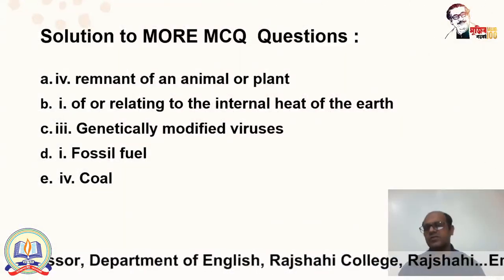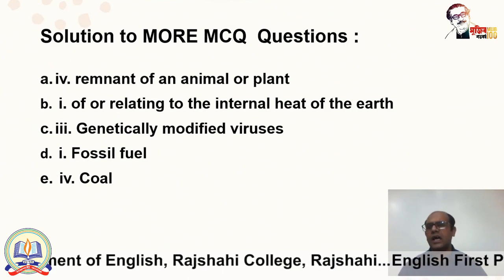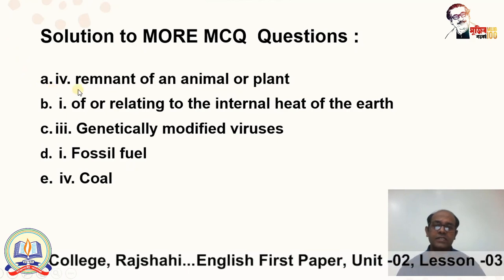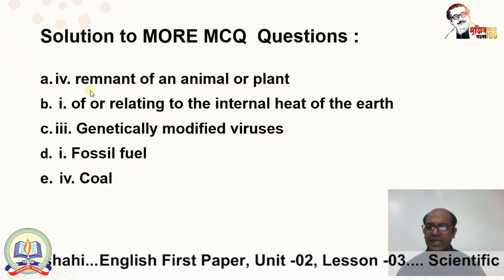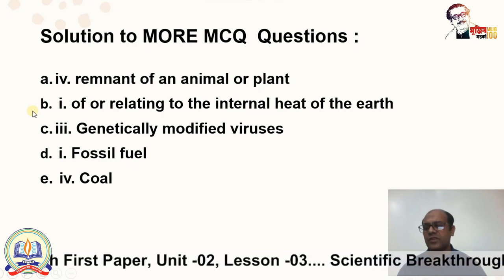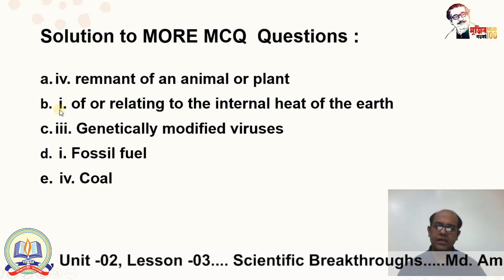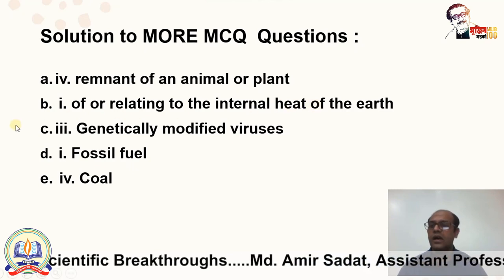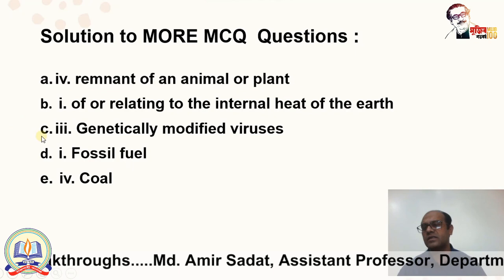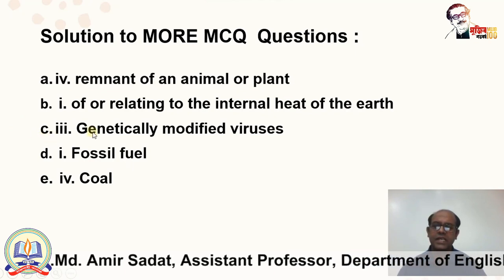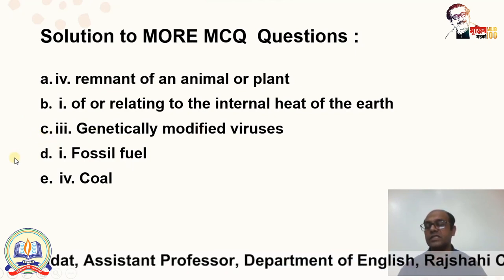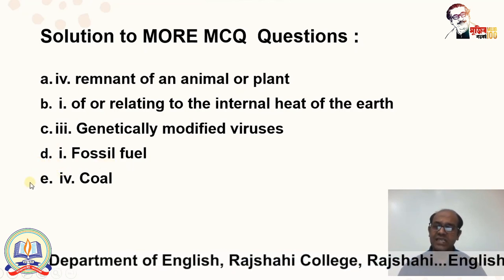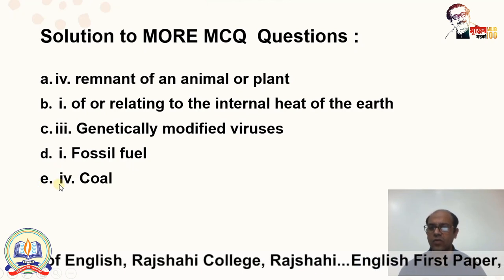So here is the solution to more MCQ questions. I have already discussed this. For question A, option 4 is the correct answer, remnant of an animal or plant. For question B, option 1 is the correct answer, of or relating to the internal heat of the earth. For question C, answer option 3, genetically modified viruses. For question D, option 1 is the correct answer, fossil fuel. And for question E, option 4 is the correct answer, coal.